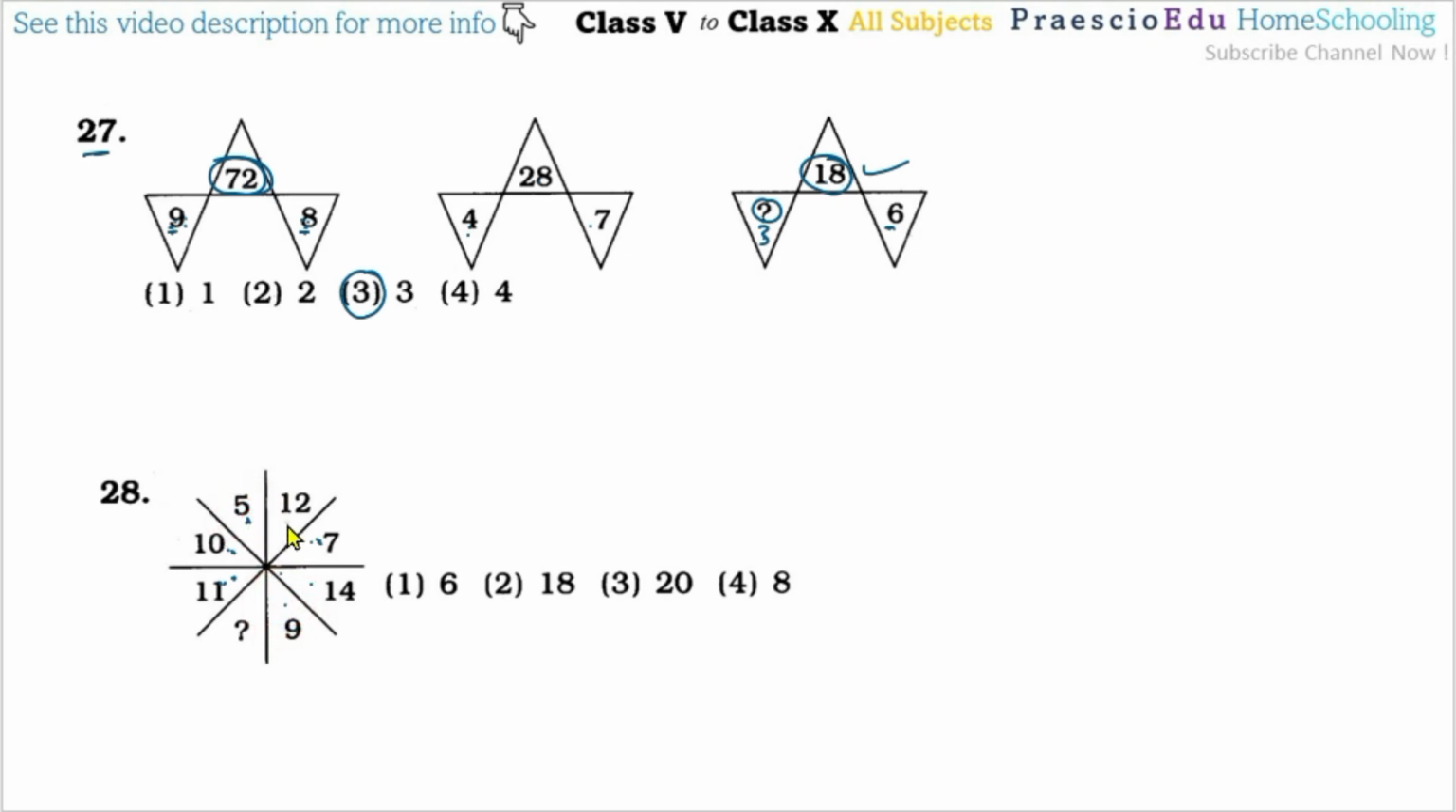Same here, the 12. We have to get it by the difference of this 4, 12 minus 4, so we are getting the number 8, and this number 8 is available in option number 4.